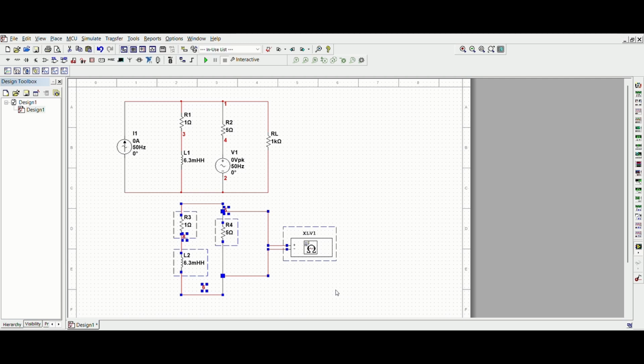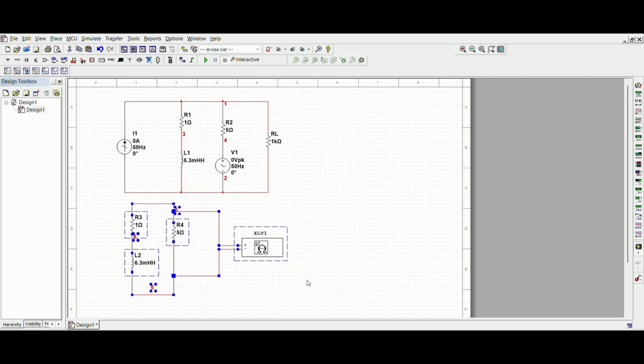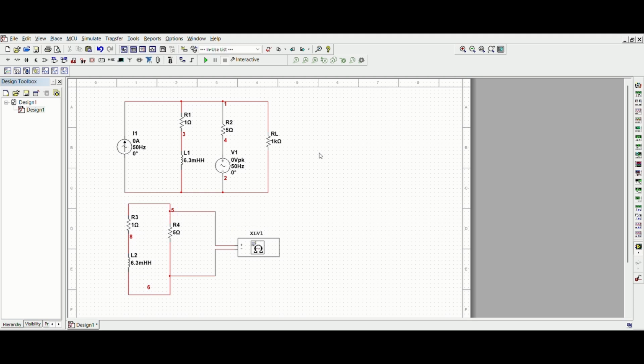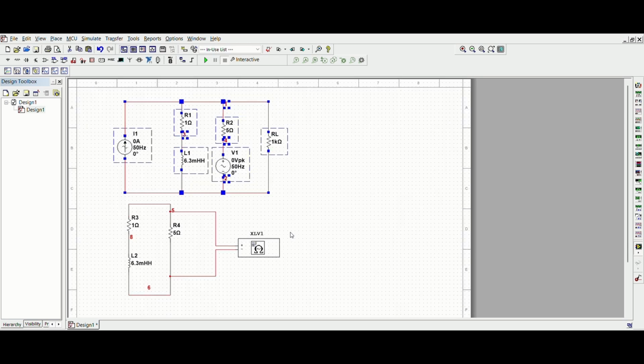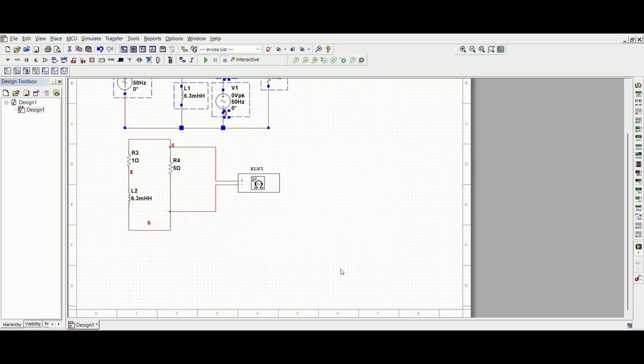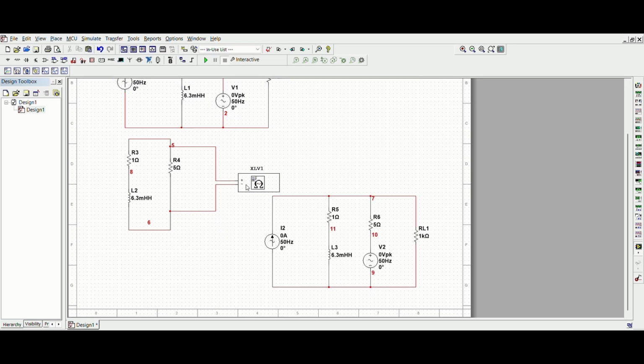For that, first we shift this circuit aside. Now to calculate Thevenin equivalent voltage, we will copy this circuit and paste it below. Just shift it slightly. Okay. Now we need to find Thevenin equivalent voltage. For that, we need to find it across load resistance. First, we will remove the load resistance.